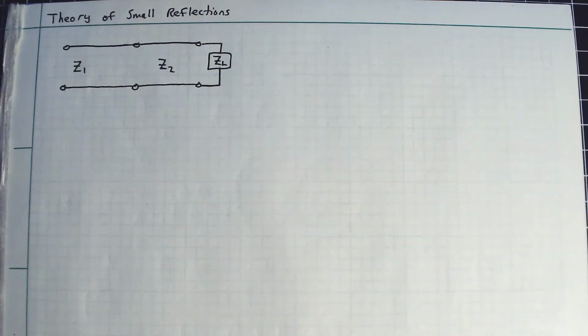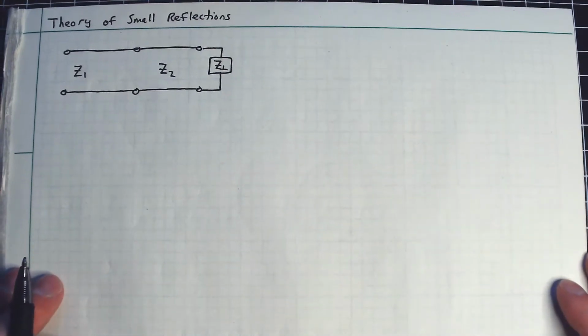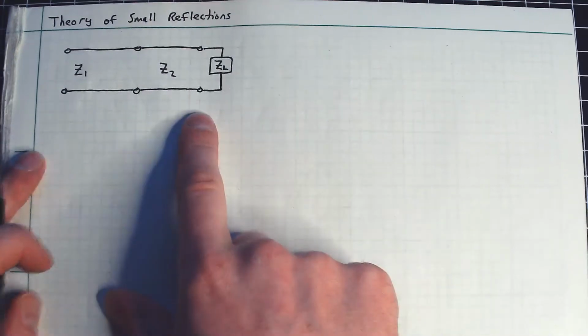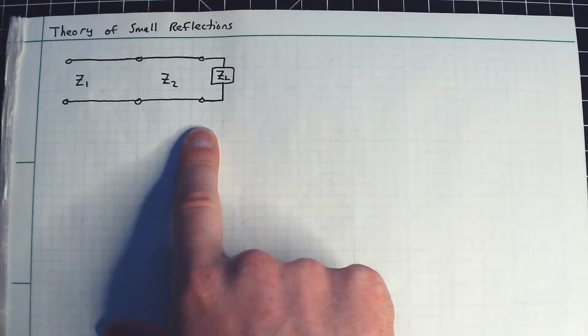Hey everyone, let's get started on a little bit of a gear shift to introduce multi-section matching networks. And to introduce that topic, we need to first get comfortable with this notion called the theory of small reflections. So you notice I have a single transformer, right?